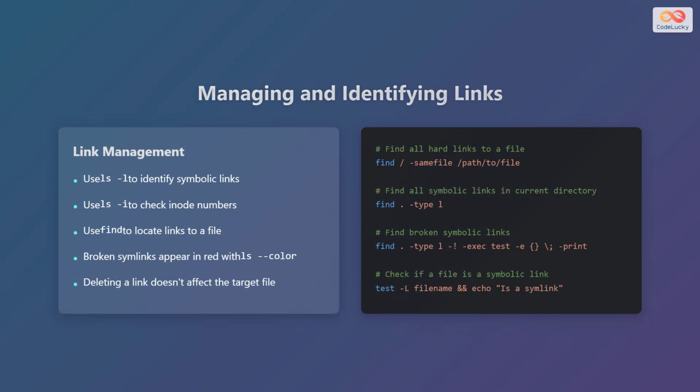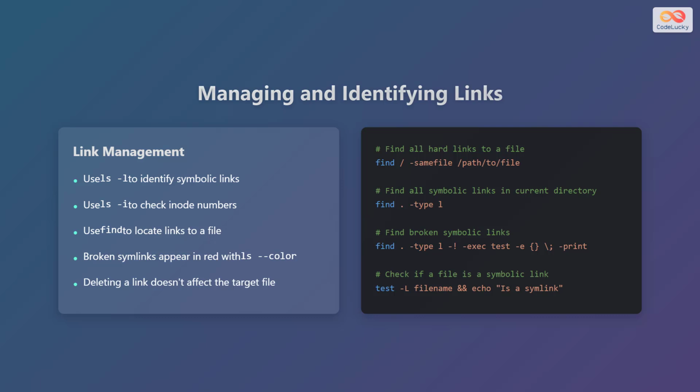Now let's explore how to manage and identify links in Linux. To identify symbolic links, use the command ls -l. Symbolic links will be displayed with an l at the beginning of the line, followed by the link pointing to the target file. To check inode numbers, use the command ls -i. This will show the inode number for each file, allowing you to verify if hard links point to the same inode.